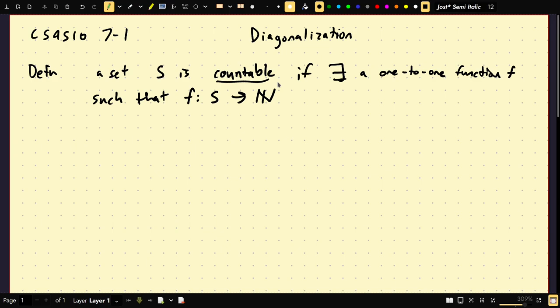So this is a natural definition of countable, as in counting it, right? A set is countable if you can count it. You can point at the objects and then start speaking 1, 2, 3, and so on.